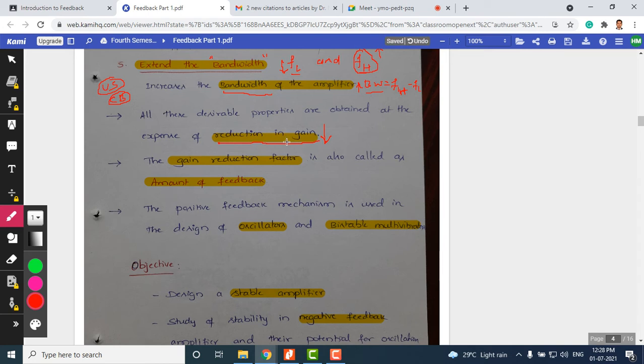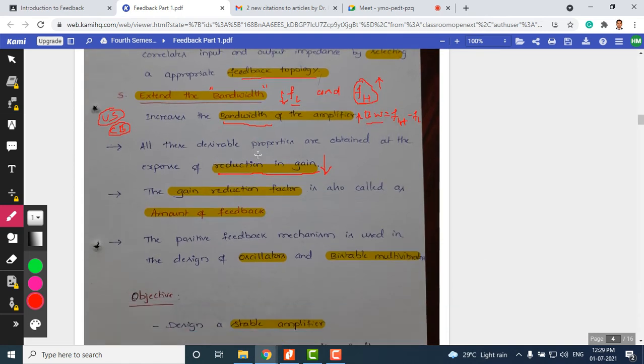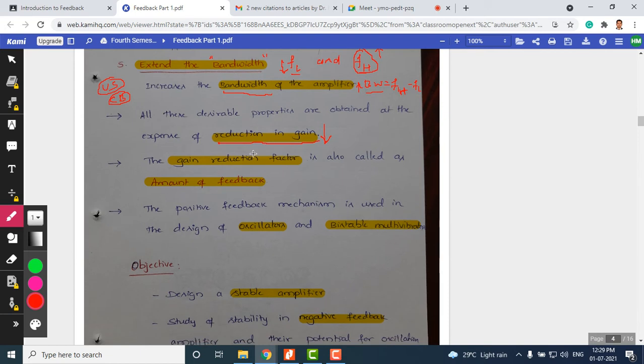In electronic circuits, we can't achieve everything as an advantage simultaneously. If you want to gain something, we have to lose something else. Likewise, in negative feedback, if you want to gain in terms of bandwidth, noise reduction, or control of input and output impedance, you have to compromise with the gain. So we have to pay with the gain and achieve all those advantages.